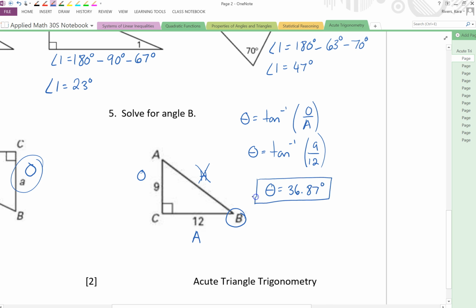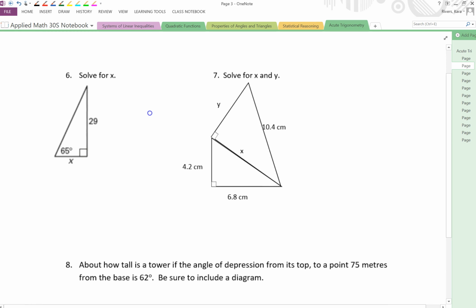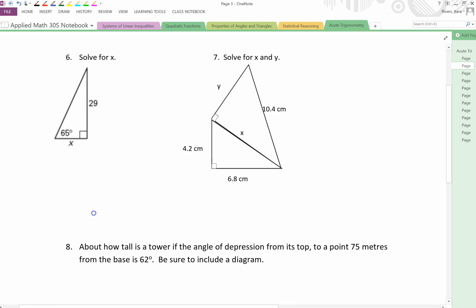And that's the angle for question 5. Let's take a look at example 6. Example 6 says solve for x. Now I've got another 90-degree triangle where I'm given a side length and I'm given an angle. So I'm going to use trig.